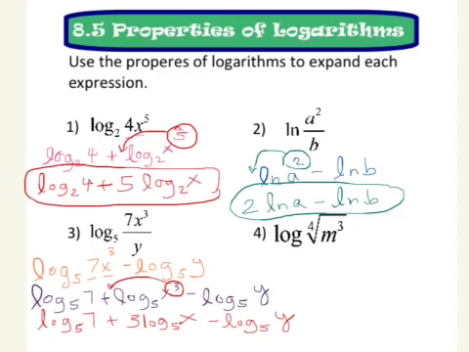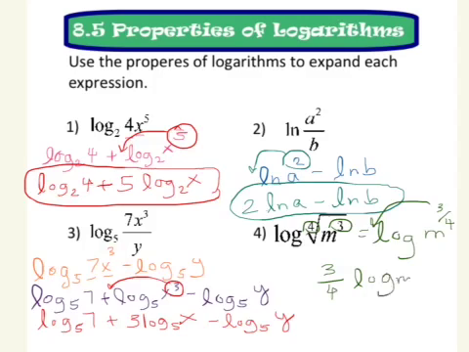And lastly, number 4, I'm going to change this to log of m to the 3/4 power. That's how these rational exponents work. And then that entire fraction comes to the front. I'm going to use that power property, 3/4 log of m. And that's how I expand when I have possibly more than one property to use.